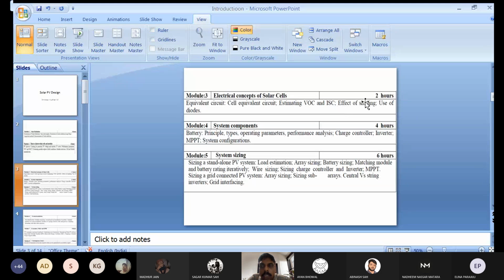Then effects of shading. If solar panels get shaded, what is the effect on power output? All these things we will discuss in module 3.